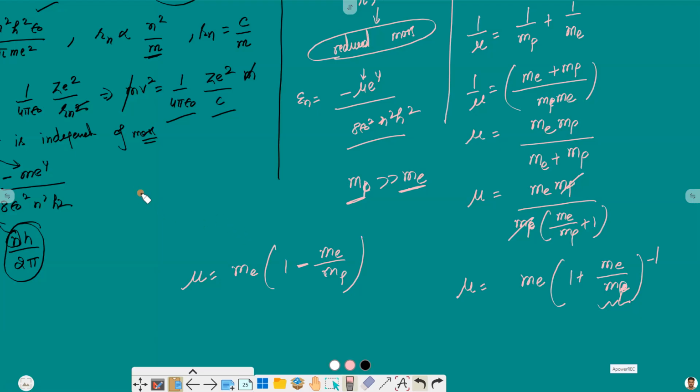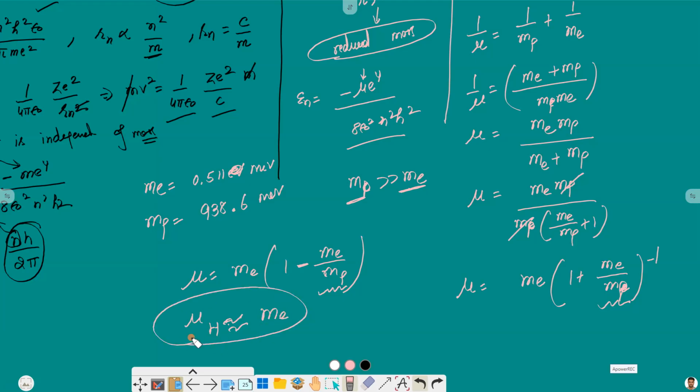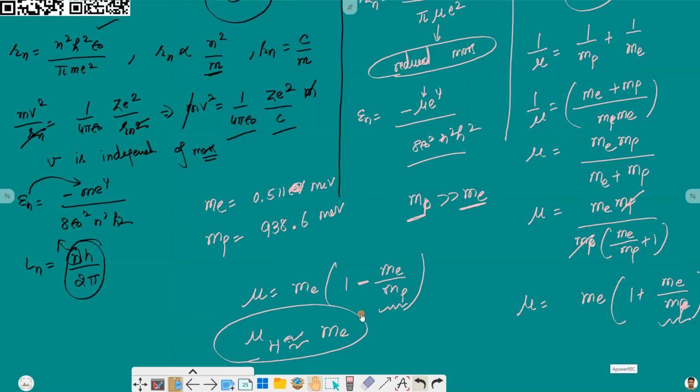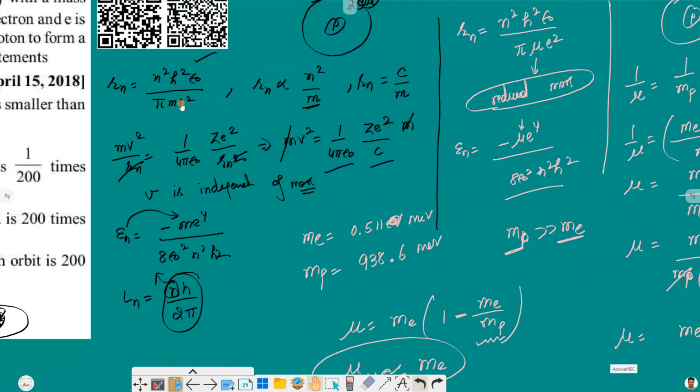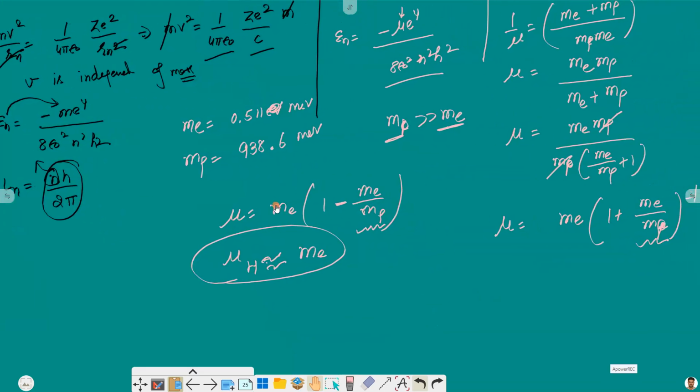Now let's come to the actual values. The mass of electron is around 0.511 mega electron volt, and the mass of proton is something around 938.6 MeV. So this term is basically zero. So in case of the hydrogen atom, this reduced mass is basically equal to the mass of electron, which we normally use. We directly compared it with the mass of electron and mass of muon. That's why we did this, because the reduced mass actually comes out to be very close to the mass of electron.